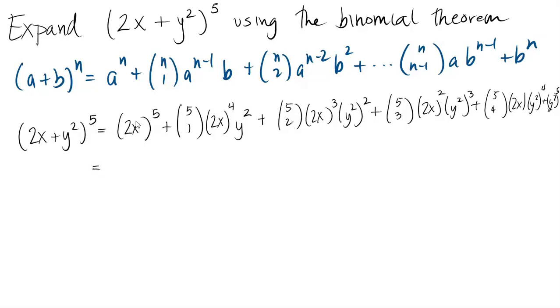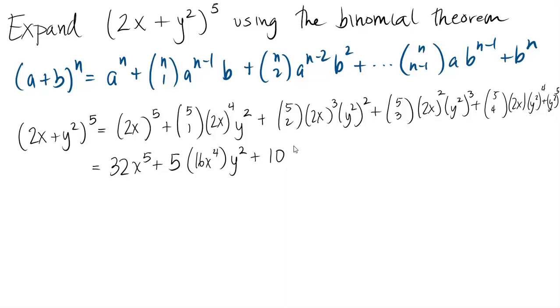When you raise 2x to the 5th, you're raising 2 to the 5th and x to the 5th. 2 to the 5th is 32 times x to the 5th. We need to calculate 5 choose 1. This one I claim you should know. How many different ways can you choose one object from a set of 5 objects? Well, it should be 5. When you raise 2x to the 4th power, that's 16x to the 4th, and there's one copy of y squared. Now we need 5 choose 2, which we actually calculated when we did the tournament example. 5 choose 2 was 10.